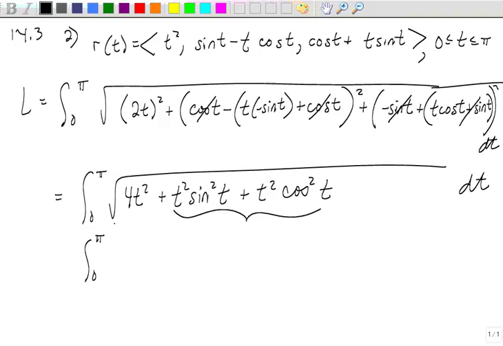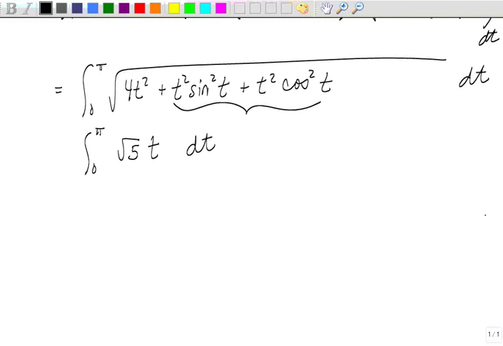So I'm integrating the square root of 5t squared, so I'm integrating root 5 times t. I don't need the absolute value there on the t because I'm integrating from 0 to pi, and that's positive. So this is going to be square root of 5 times t squared over 2 from 0 to pi. It's the square root of 5 over 2 pi squared.